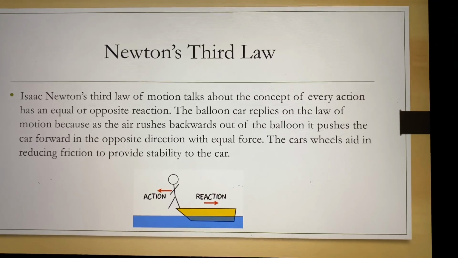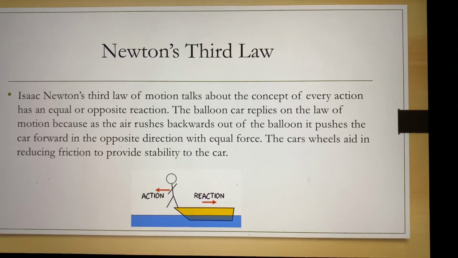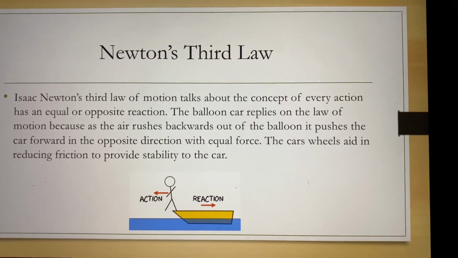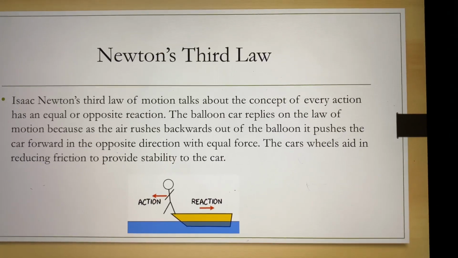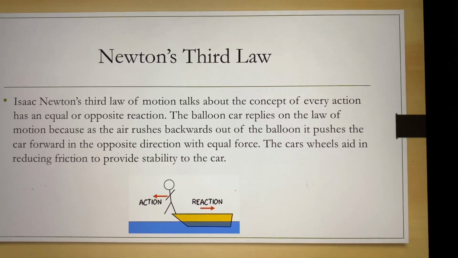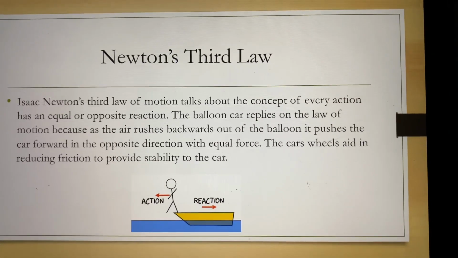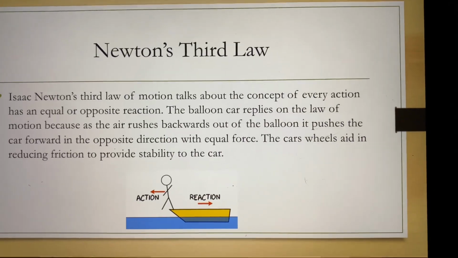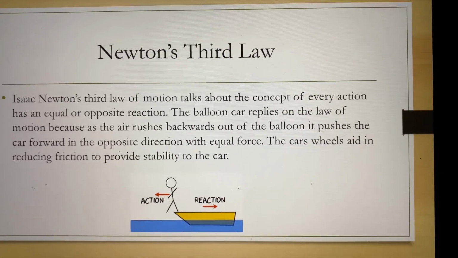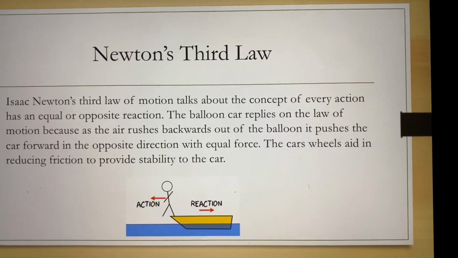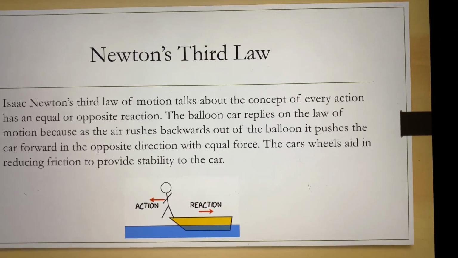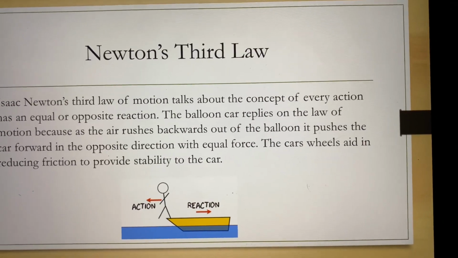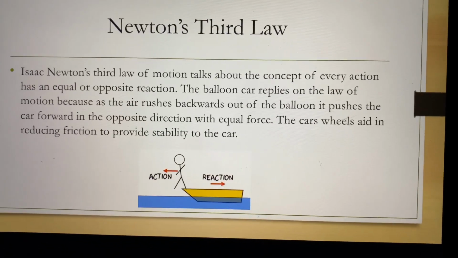The balloon car relies on the law of motion because as the air rushes backwards out of the balloon, it pushes the car forwards in the opposite direction with equal force. But not only that, the car's wheels, which would be the bottle caps, aid in reducing the friction from the floor to the bottle caps, and it provides stability to the car. And again, because it's an equal and opposite reaction, the force is pushed back again with equal force in the opposite direction.